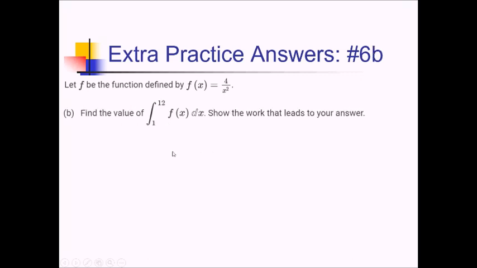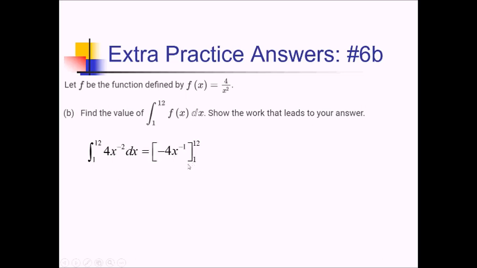For this part of the problem, they want us to find the actual value of the integral from 1 to 12 of f of x. So to do that, we're just going to use the antiderivative in the fundamental theorem of calculus. Let me start by actually rewriting this, though. I can write this as 4x to the negative 2, just to make it a little easier to use the reverse power rule. Now this exponent bumps up to a negative 1. Dividing by that, we have negative 4x to the negative 1, evaluated from 1 to 12.